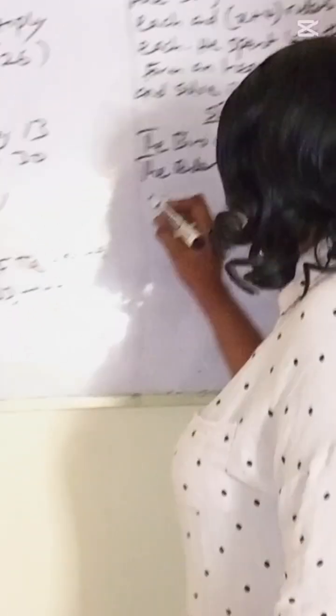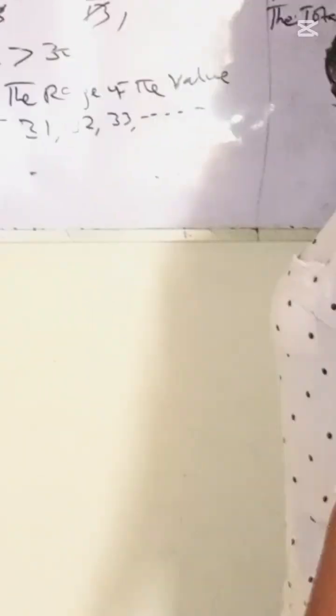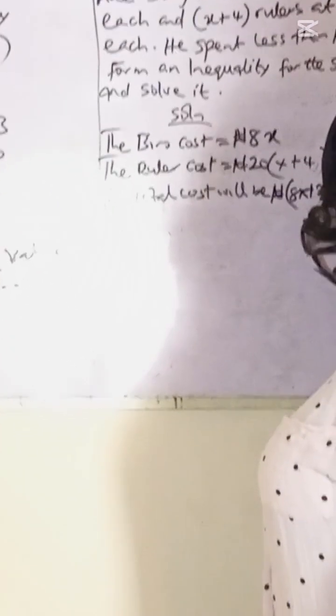So the next one I'm going to do, I'm going to say the total cost of the biro and ruler is going to be the total cost. Both of them are in naira, so I'm going to bring down my naira. Open my bracket. 8 times x will give us 8x. Then come to that of the ruler. This is under expansion. We are going to use the expansion method because we have some values inside the bracket. So 20 times x will give us plus 20x. Plus 20 times 4 will give us 80. So this is the cost of the ruler and the biro.